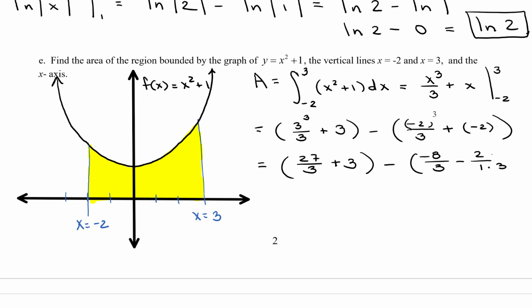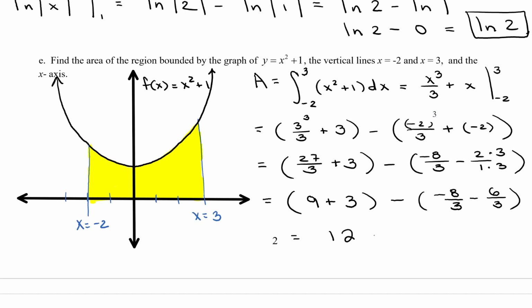And I'm going to write that as 2 over 1, and then I'm going to multiply by 3 to the numerator and denominator in order to get a common denominator. And then I'm going to close that parenthesis. And the next line here, it equals open parenthesis 9 plus 3, close parenthesis, minus open parenthesis -8 divided by 3 minus 6 over 3, close parenthesis.